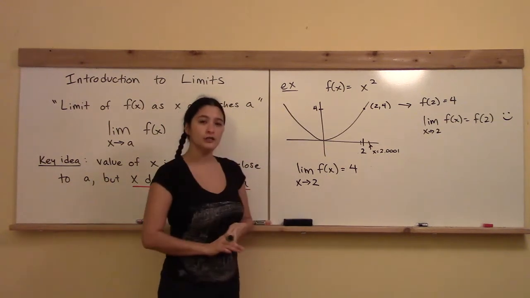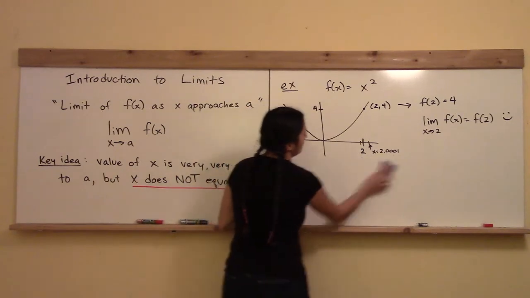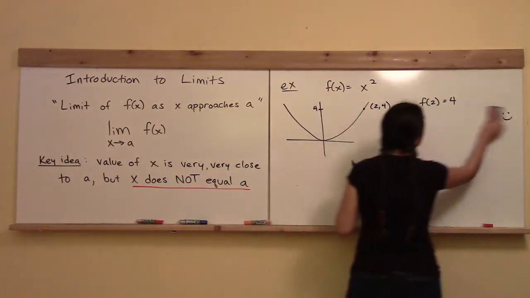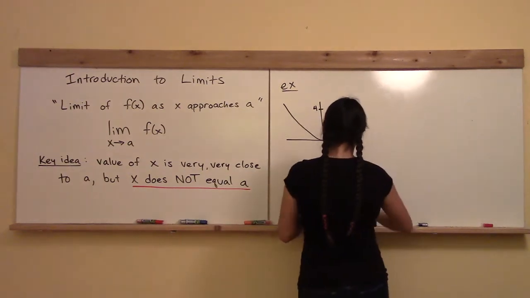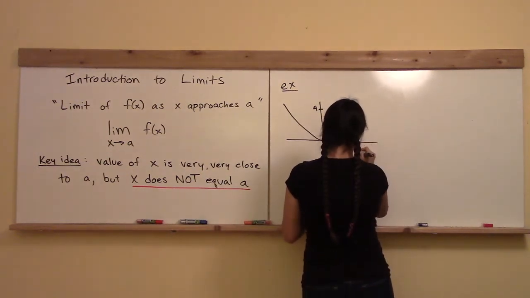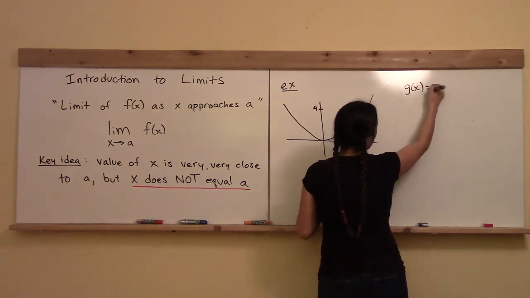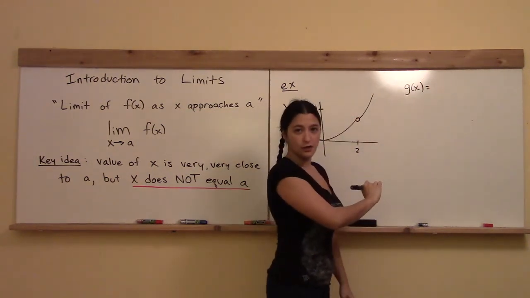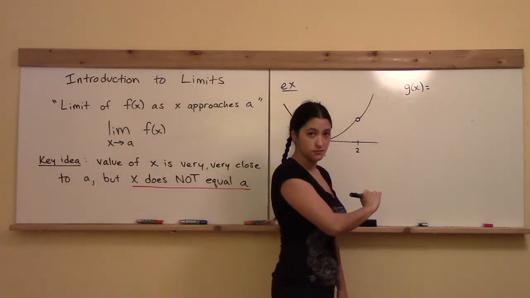Okay, so now let's contrast this with a slightly different function. I'll just change it a little bit. I'm going to stick with this parabolic form, but I'm going to change the function definition. I'm now going to say, new function, let's call it g of x. I'm going to define it piecewise. So this is some pre-calculus knowledge. You guys remember how piecewise functions are defined?